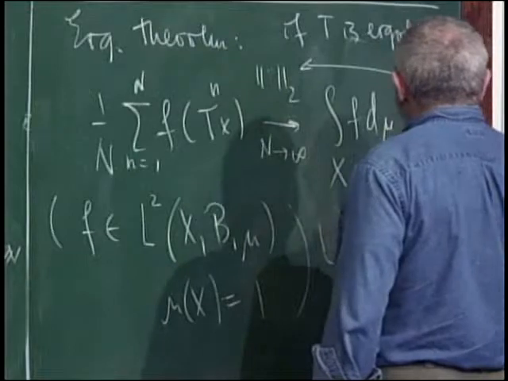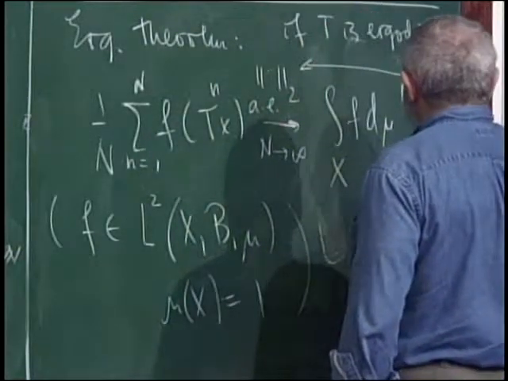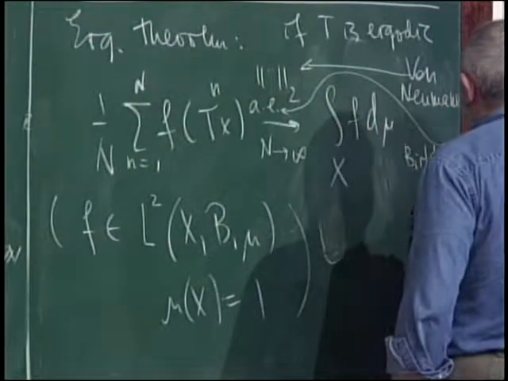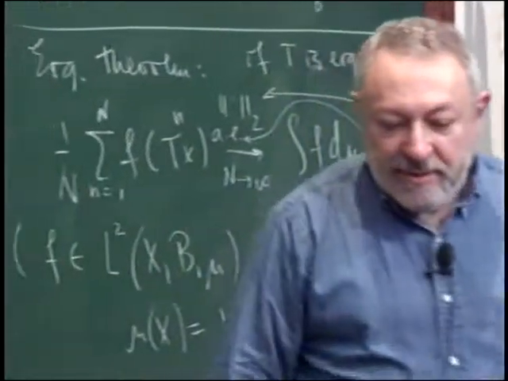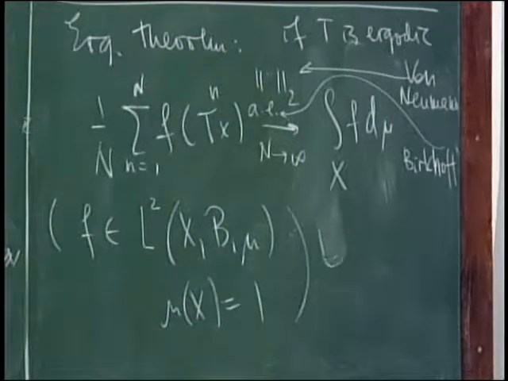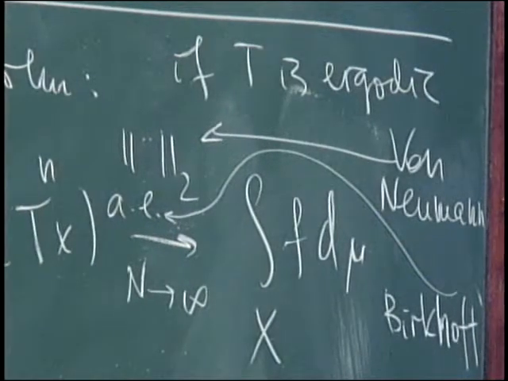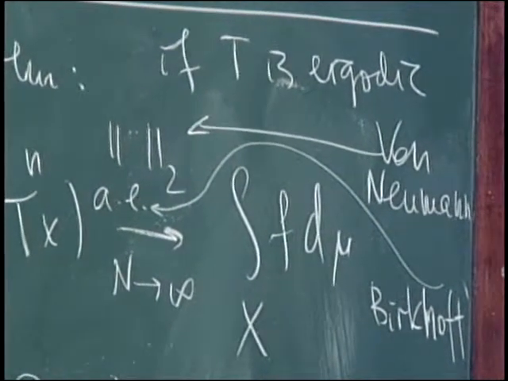And another notion would be almost everywhere. And this is Birkhoff. And there is an interesting history. Who was the first? It was von Neumann, but he did it in norm. And then Birkhoff heard of this. And so von Neumann's achievement was to establish a mathematical statement which corresponds to the ergodic hypothesis.